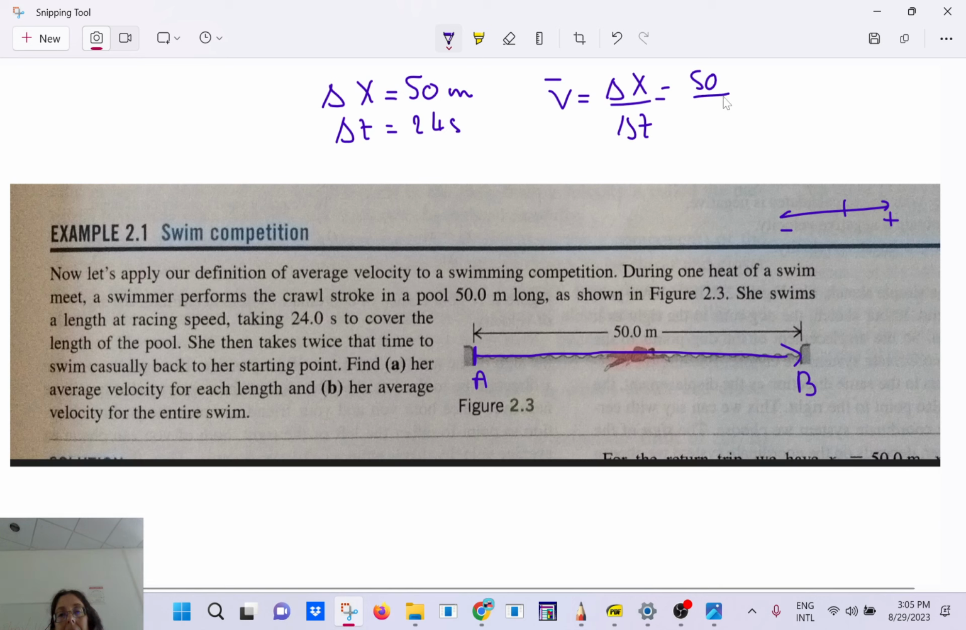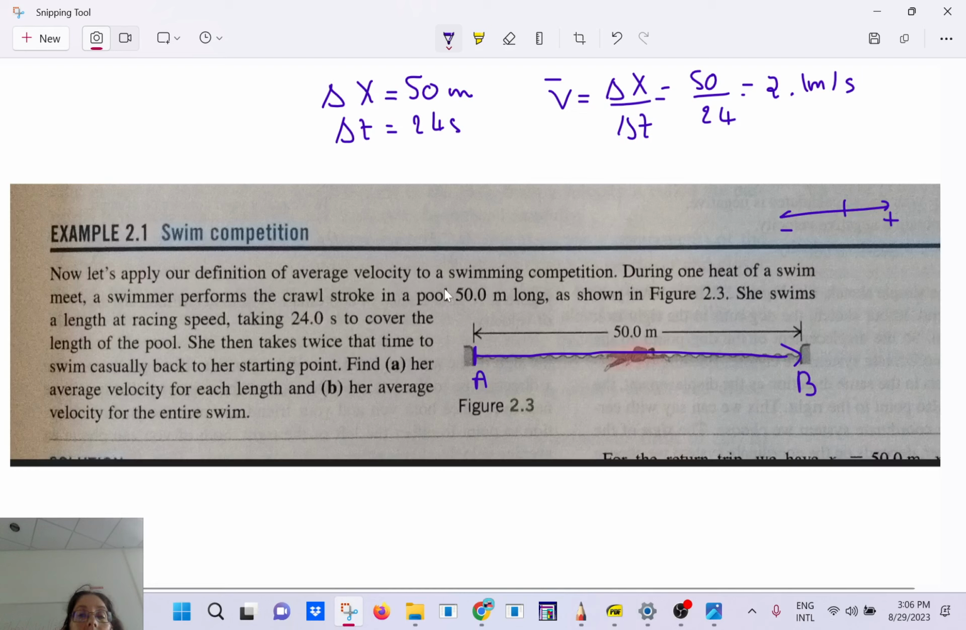That's going to be a little bit less than 2. How much do you get? 2.0? 2.08. Okay, so 2.1. Thank you. Meter per second. What about on her way back?